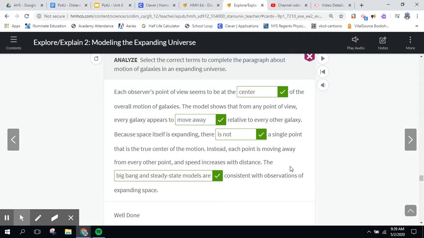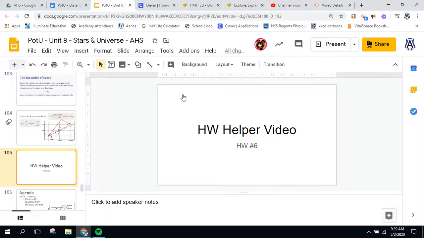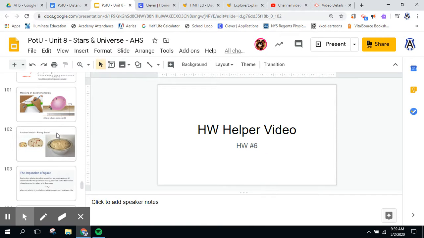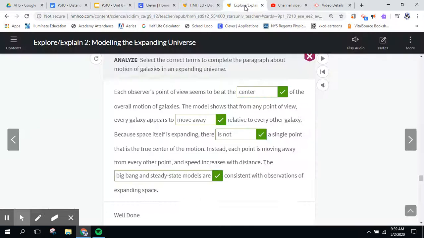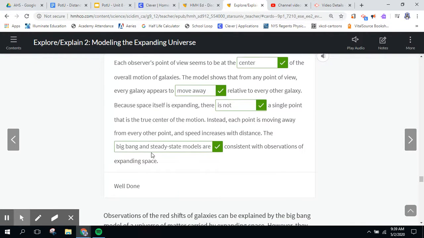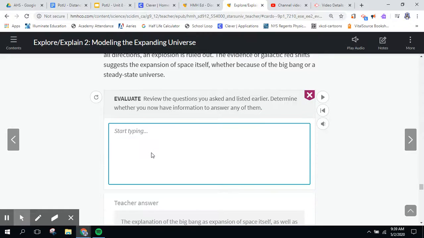So from any point of view, everything appears to move away relative to every other galaxy because space is expanding, right? There's not a single point that is held as a true value. Everything is growing. I think if you think back to this picture, let me see if I can find it real quick. If you think about this picture of bread rising, everything is moving, everything is expanding from each other. And so from any given point, everything looks like it's moving further apart. And that is what the Big Bang model is going to state for us.